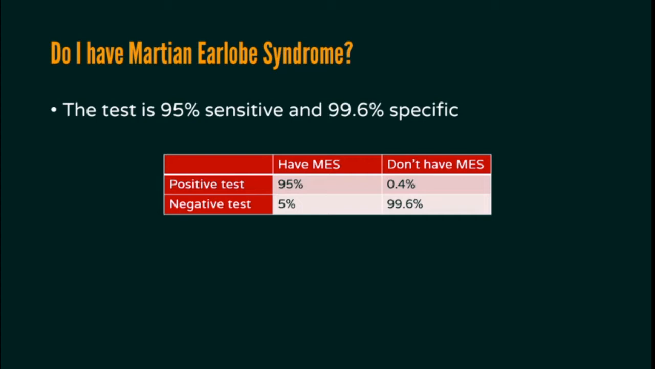Cool. So if I get a test and it comes back positive, there's a 95% chance I've got Martian earlobe syndrome, right? Wrong. This is really important. Medical tests are an example of contingent probability, which we'll discuss properly in a bit. For now, you can understand why this is wrong using a couple of Venn diagrams. We're going to be using these a lot.